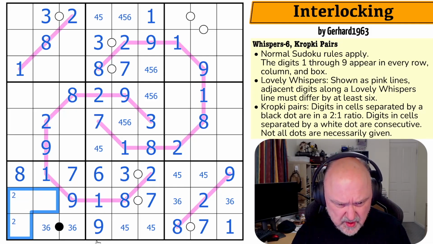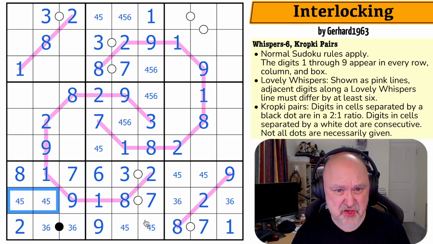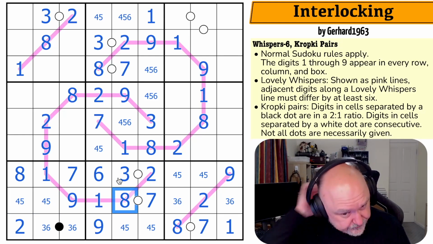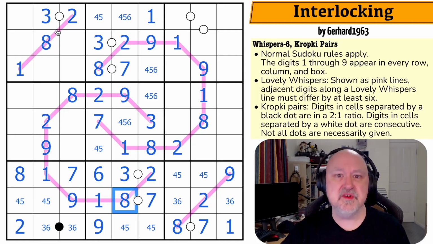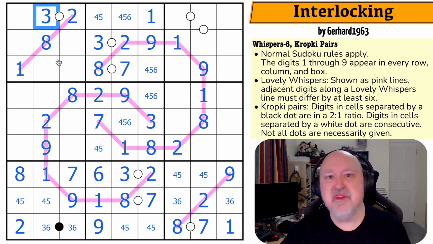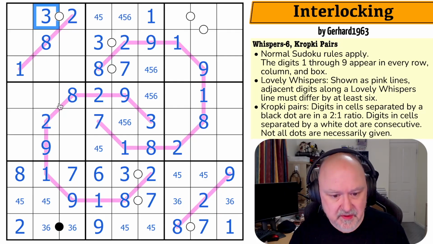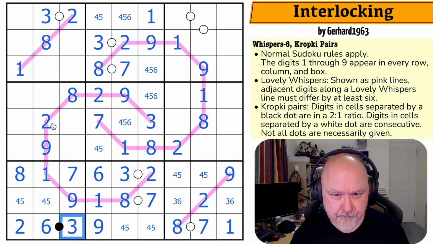This is a triple. 1, 2, 4, 5. There's no 2 in either of those. So that's the 2. This is a 4, 5. Not seeing a clear resolution on that one yet, but it'll happen. I like this one. I mean, Whispers-6 puzzles are generally known to be easier. The lower the whisper number, the easier the puzzle tends to be, depending on the length of the lines and how much they interact. But this one has been fun. 3 makes this 6 and this 3.